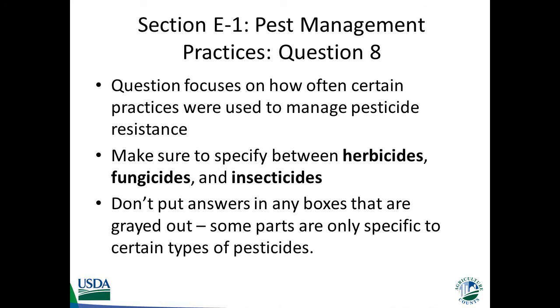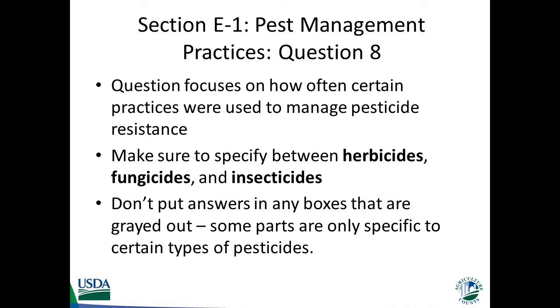Question 8 asks about how often certain practices were used to manage pesticide resistance in fields. It is set up as a table, with the question or practice being asked about in the leftmost column, followed by 3 columns where you can record answers if we're talking about herbicides, insecticides, or fungicides. Please pay attention to the types of chemicals applied in section D to make sure you only answer questions specific to the types of chemicals applied to those fields.